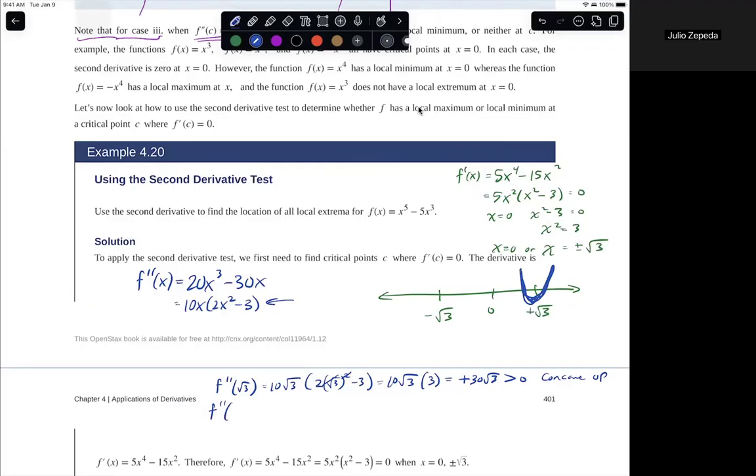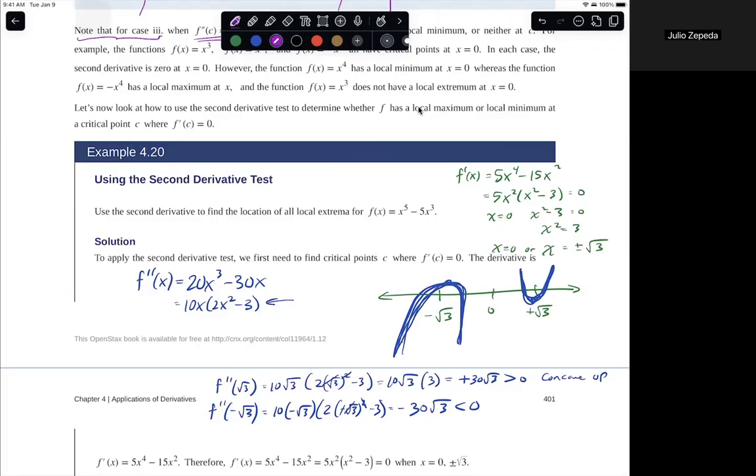F double prime of negative root 3. Let's just do that one. That's going to be 10 times negative square root 3, times 2 times negative root 3 squared minus 3. And so we can see here that this is just going to be negative 30 root 3. The square and the square root will cancel, but when you square a negative, that will also go away. And so we end up getting just a negative number. So here, we know that the function is concave down at this critical point. So there must be a local max there.